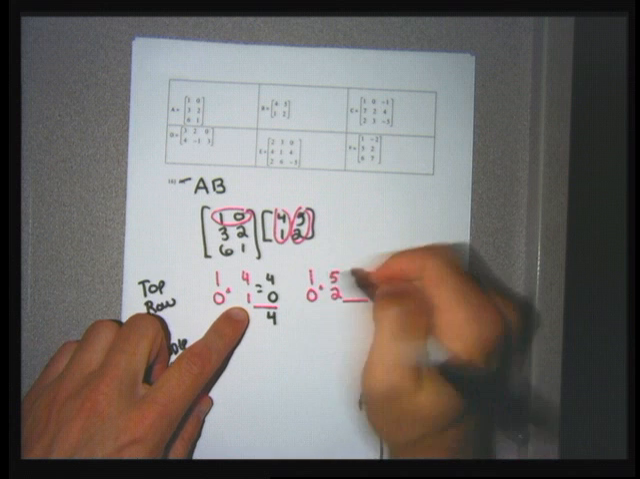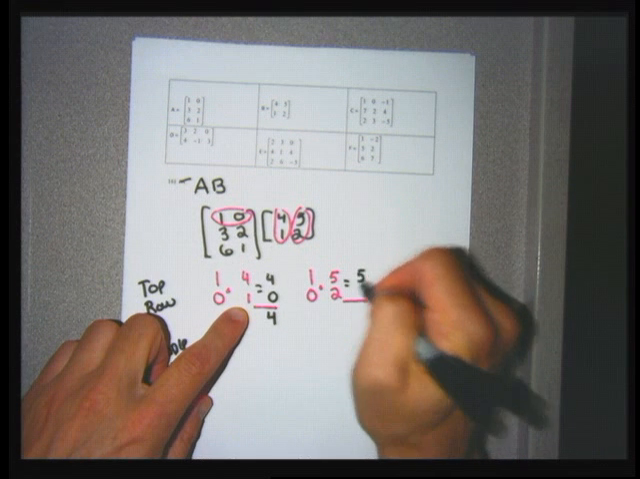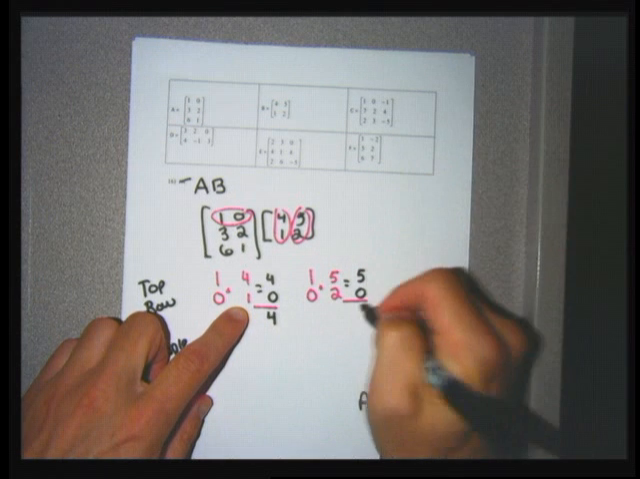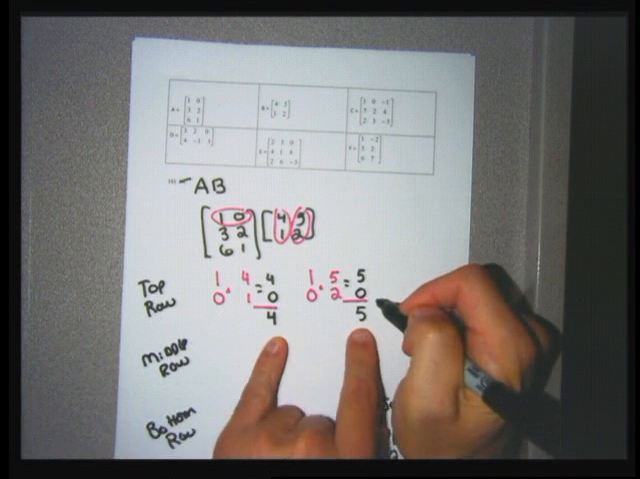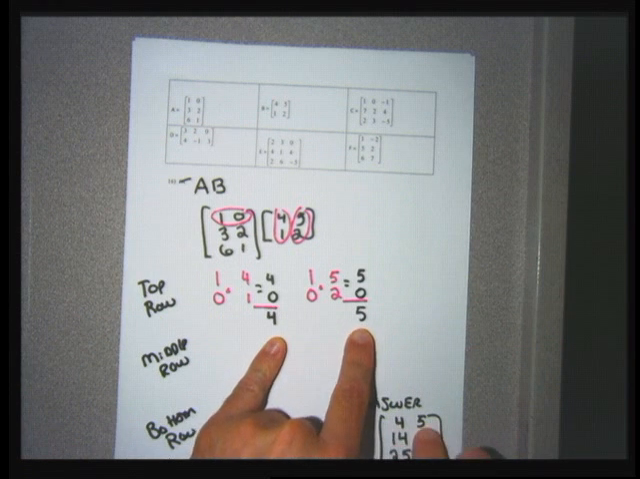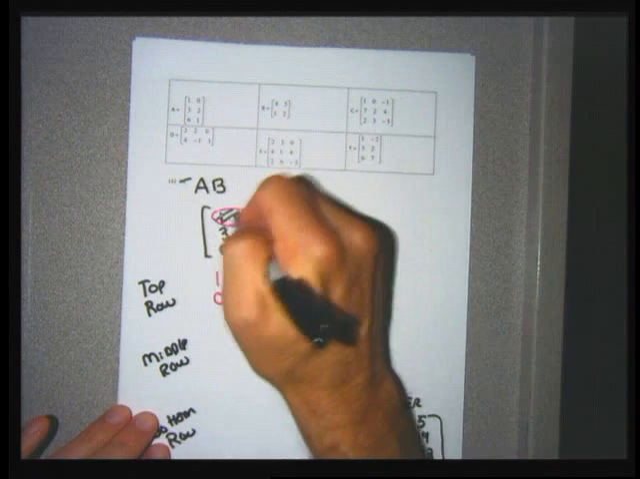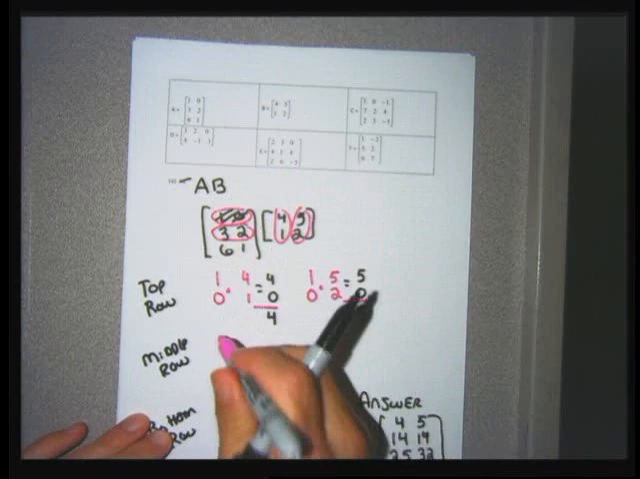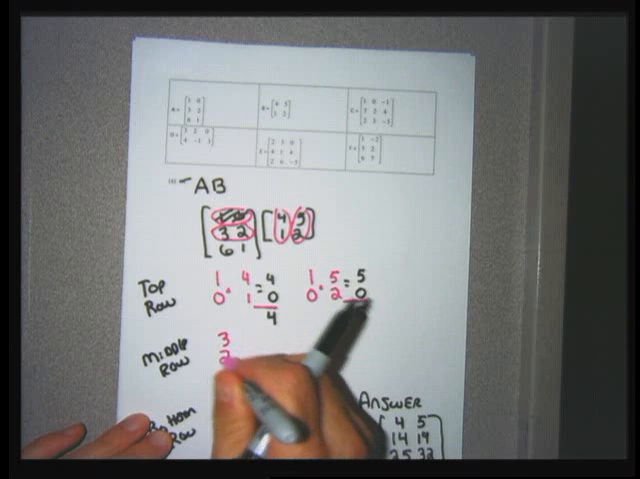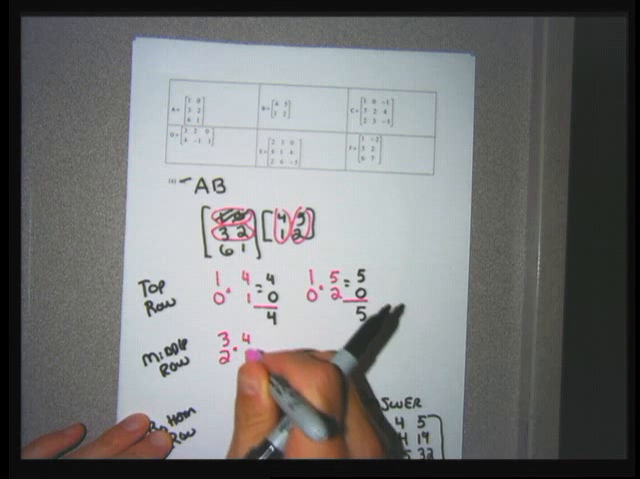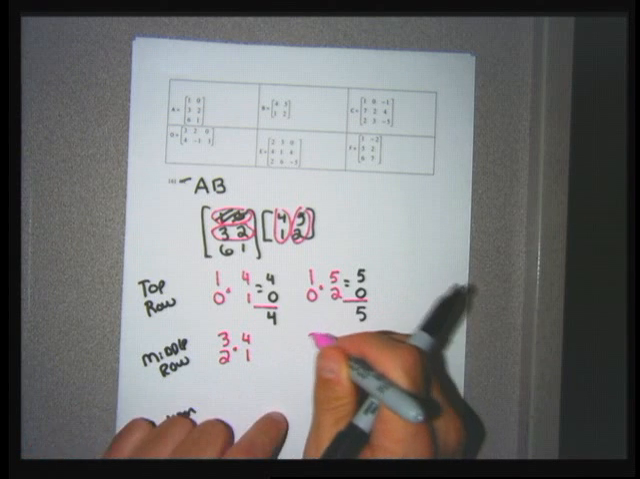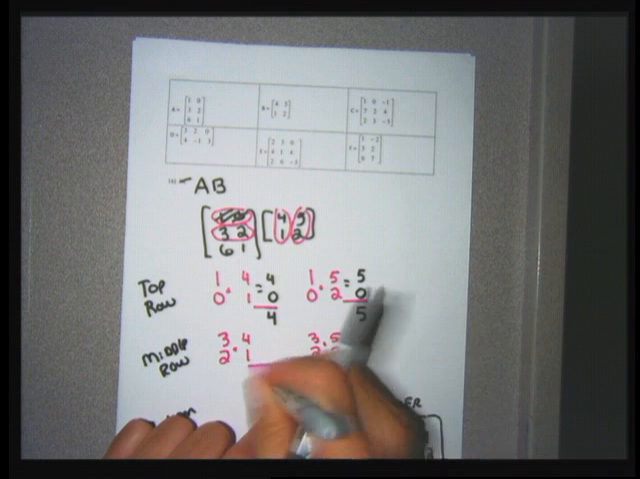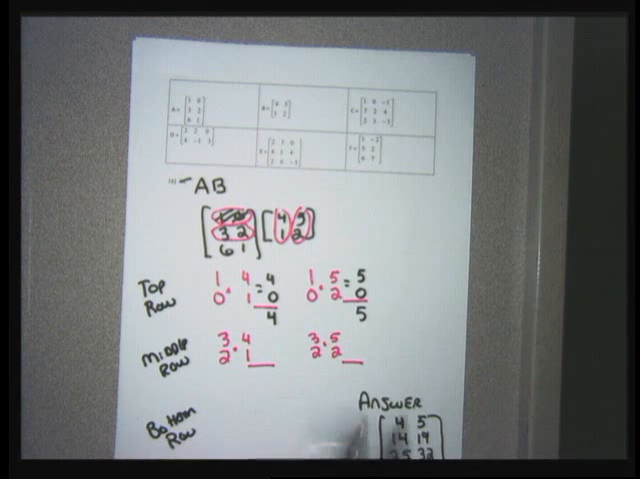The next, I go 1 times 5 is 5. 0 times 2 is 0. I'm multiplying across. I'm going to add down, 5 plus 0 is 5. The top row of my answer is supposed to be 4, 5, which it is. Done with the top row of A, I'm going to move on to the middle row of A to get the middle row of my answer. I'm going to write the middle row 3, 2 as a column. I'm going to multiply it by 4, 1, and I'm going to multiply it by 5, 2. I multiply across, then I add.